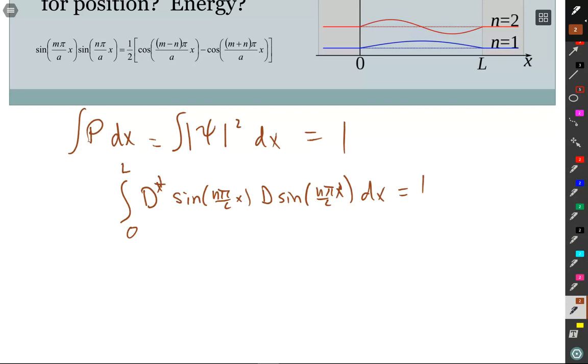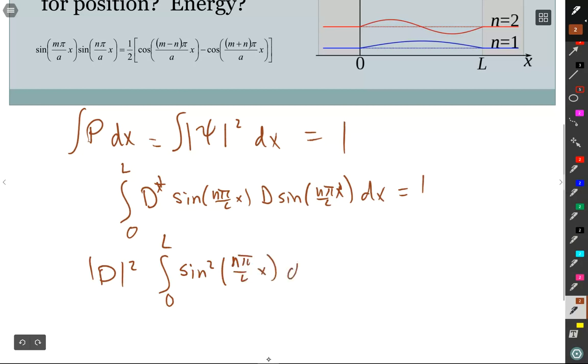So we do this integral. So I have D mod squared times the integral from 0 to L of sine squared of n pi over L x dx is equal to 1. And yes, that's a D. I'm just going to rewrite it. That's D. So we have to do that integral. The integral of sine squared is not so hard.